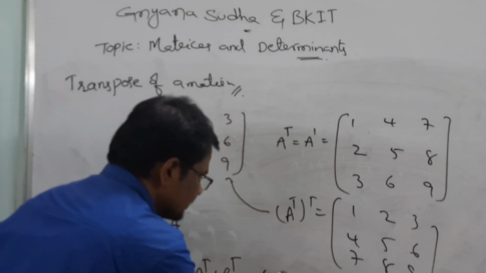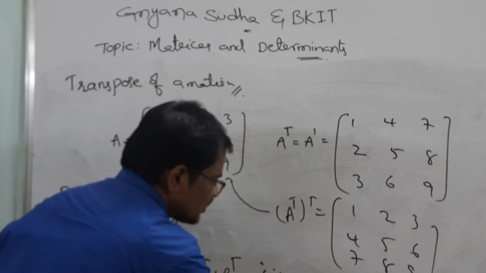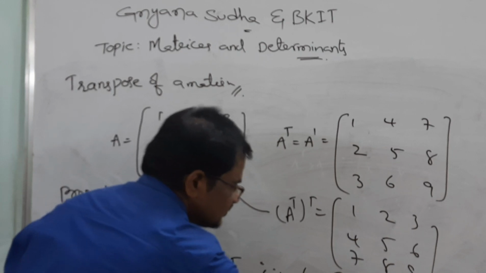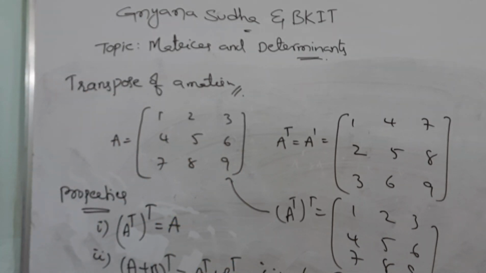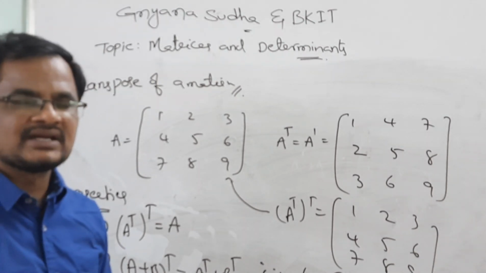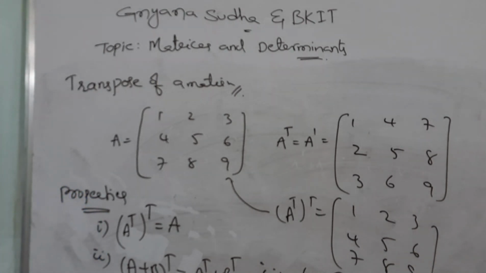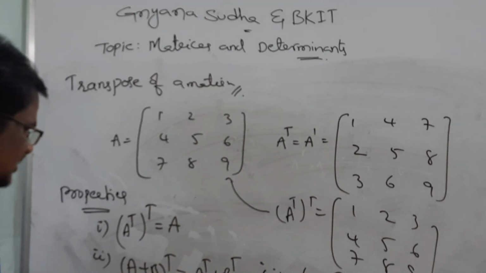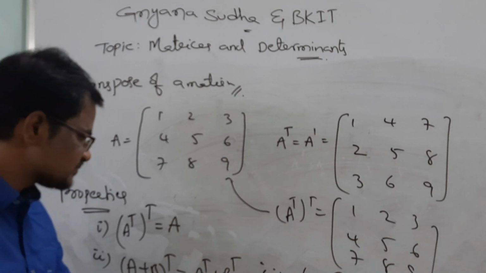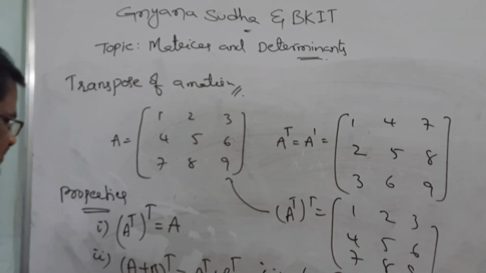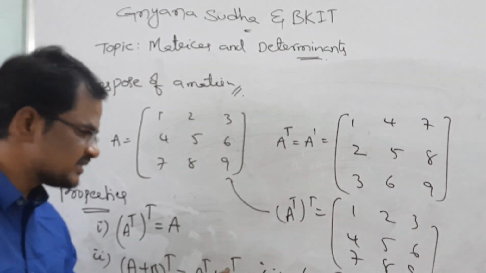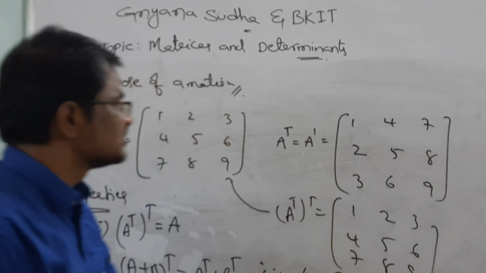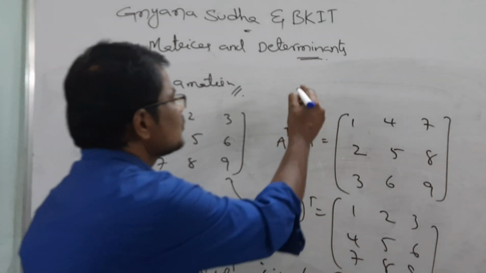And the third one, (AB) whole transpose. This is an important one: B transpose into A transpose. (AB) whole transpose equal to B transpose into A transpose. So (A transpose) whole transpose equal to A, and (A plus or minus B) whole transpose equal to A transpose plus or minus B transpose, and the third one is (AB) whole transpose equal to B transpose into A transpose.